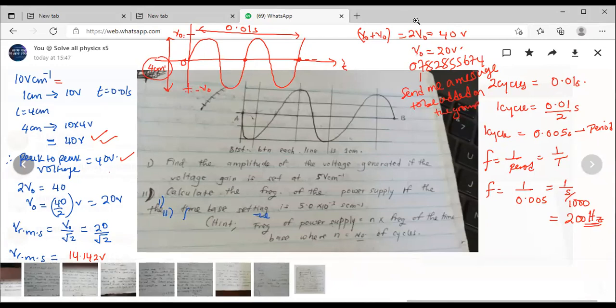Has anyone got the amplitude yet? The amplitude, of course, they're asking for the peak value. The amplitude is this one. Someone has got the answer, you let me know.